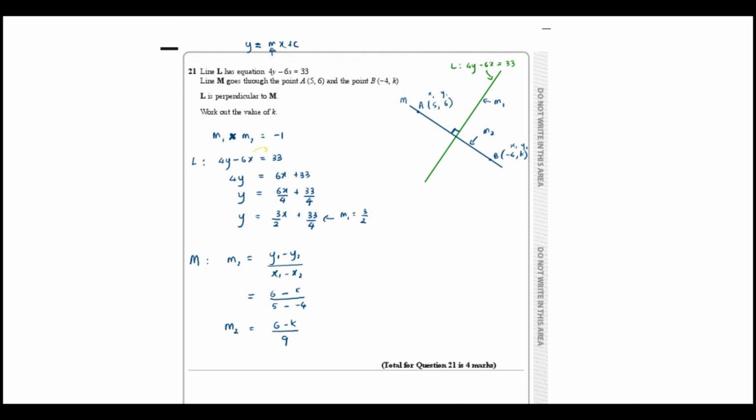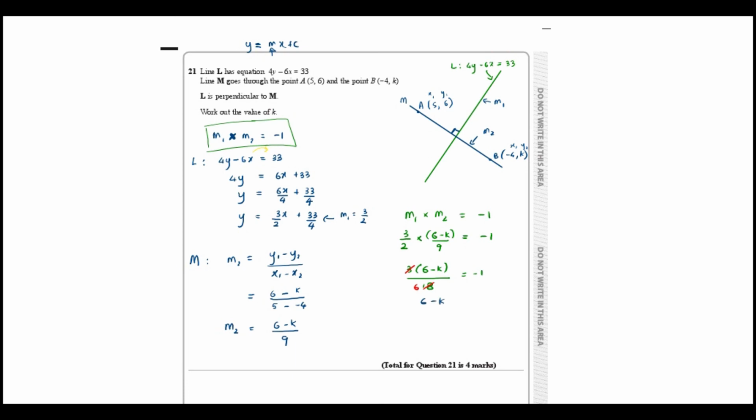Now I'm going to use the gradient relationship I mentioned earlier: m1 times m2 equals minus 1, because the lines are perpendicular. So m1 is 3 over 2 times m2, which is 6 minus k over 9, equals minus 1. Numerator times numerator, denominator times denominator: 2 times 9 is 18. I can cancel the 3 and 18: 3 times 1, 3 times 6 is 18. So I have remaining 6 minus k over 6 equals minus 1.